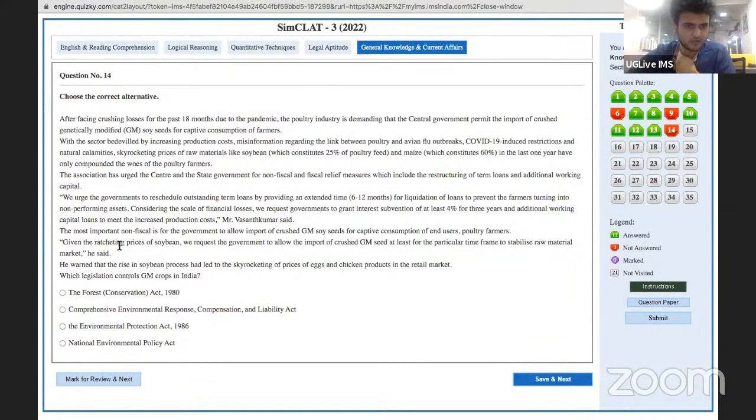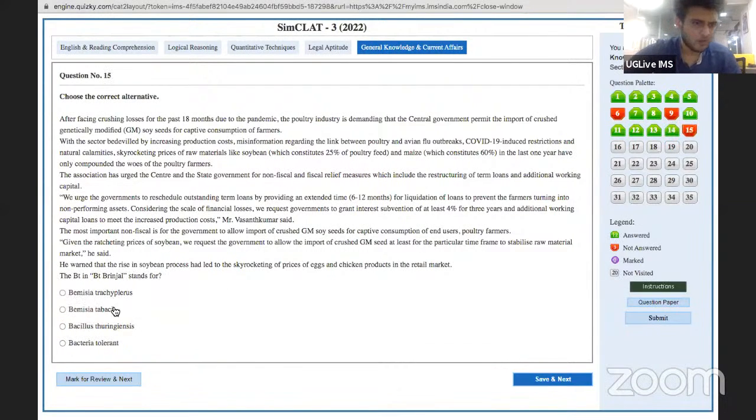Next was the question, guys. Which legislation controls genetically modified crops in India? Environment Response Compensation and Liability Act, Environment Protection Act. Yes, I think it should be Environment Protection Act, if I'm not mistaken.